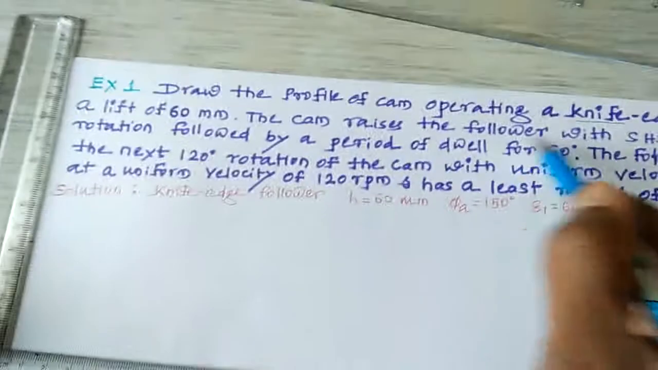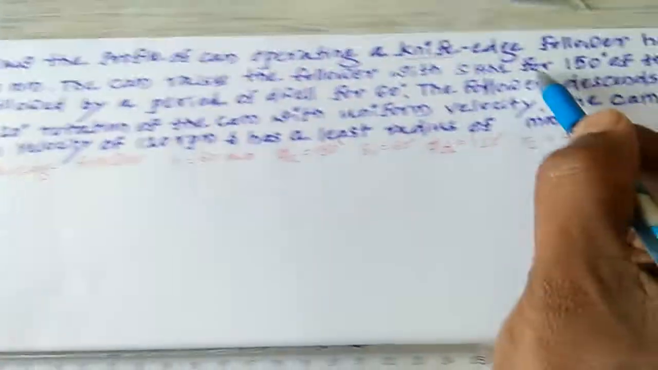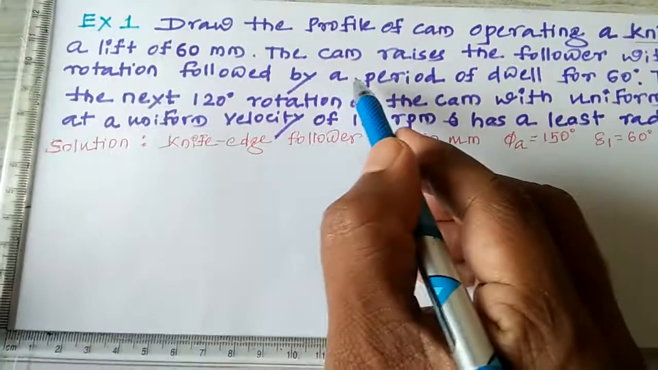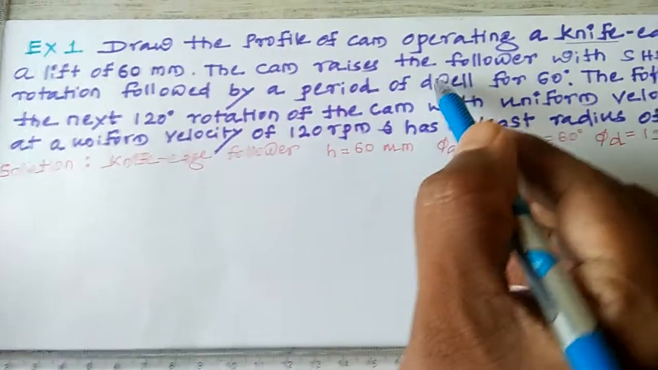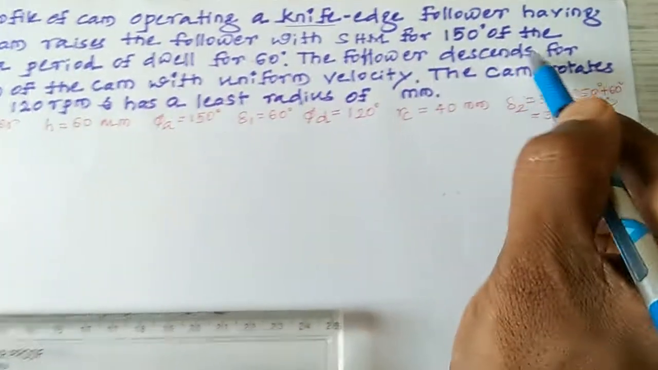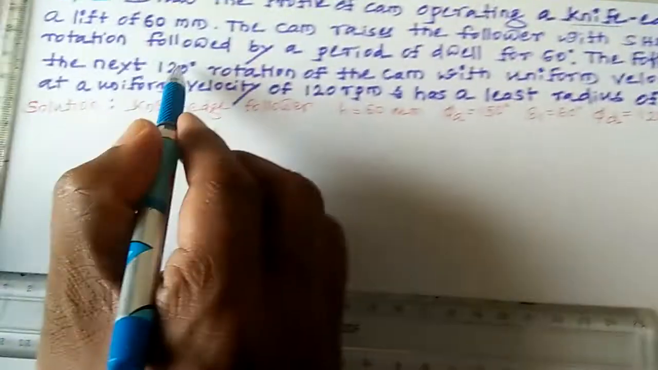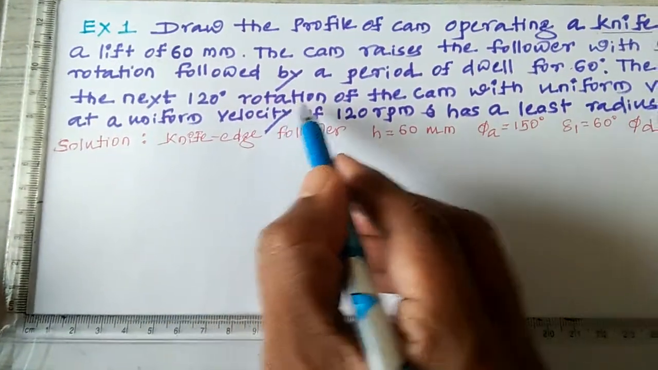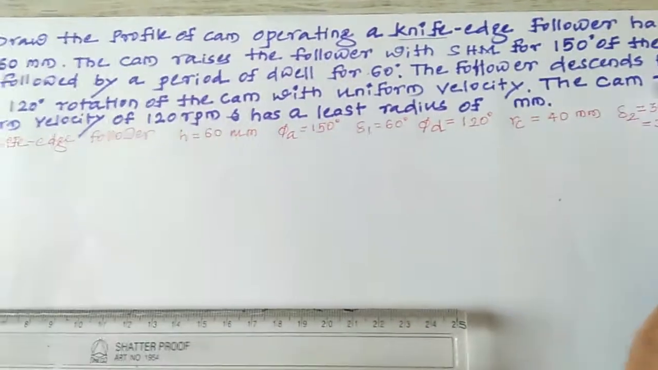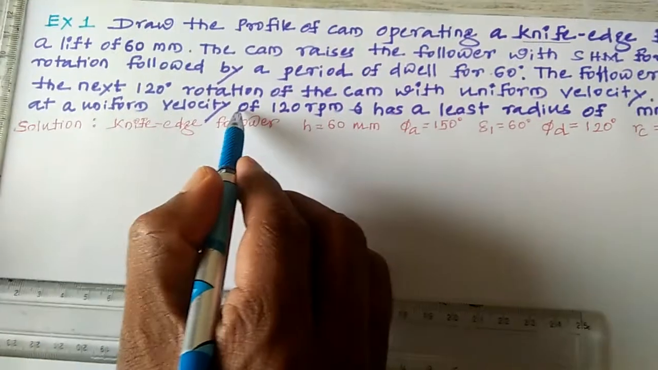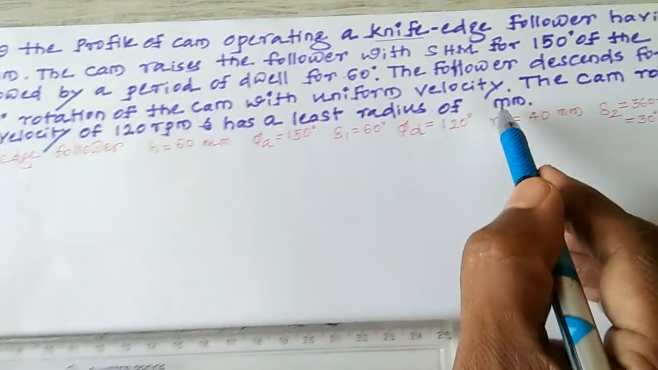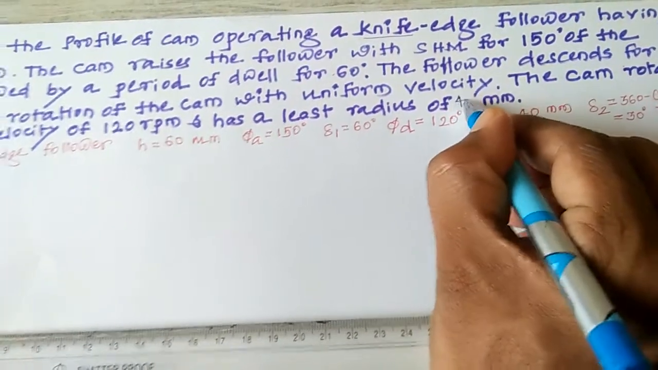The cam raises the follower with SHM for 150 degrees of rotation, followed by a dwell period of 60 degrees. The follower descends for the next 120 degrees rotation of the cam with uniform velocity. The cam rotates at a uniform velocity of 120 rpm. The least radius of the cam is given as 40 mm.